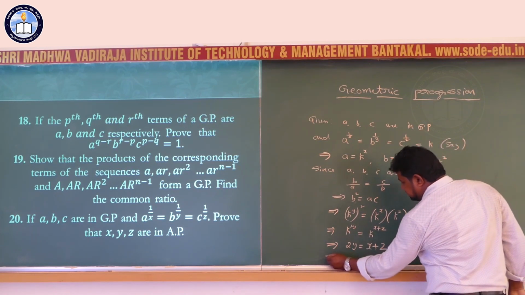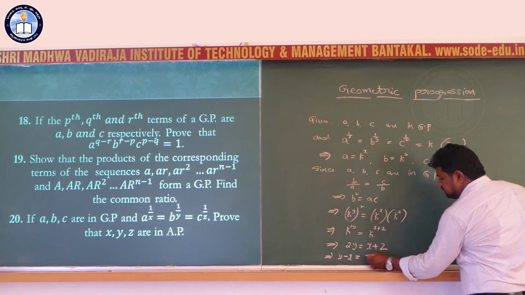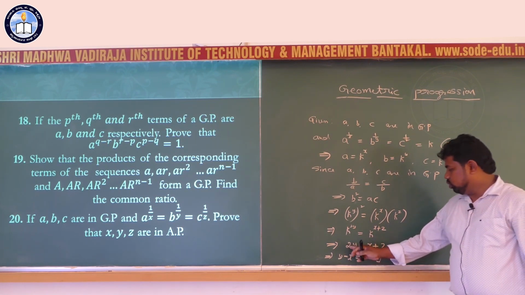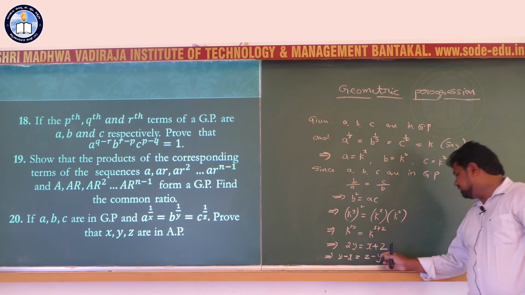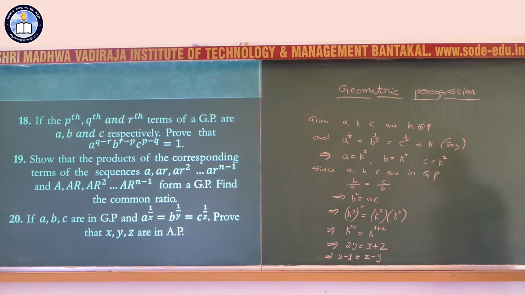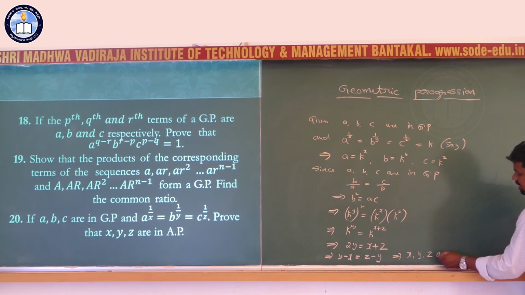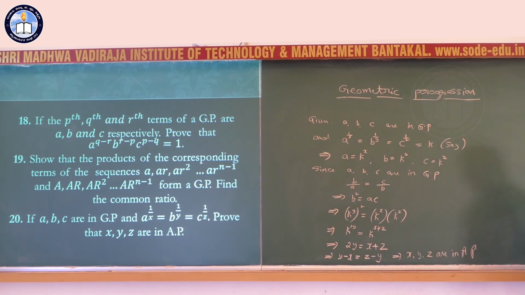We may write it as y minus x equals z minus y. It implies x, y, z are in arithmetic progression, because second term minus first term equals third term minus second one. Therefore, x, y, z are in arithmetic progression.